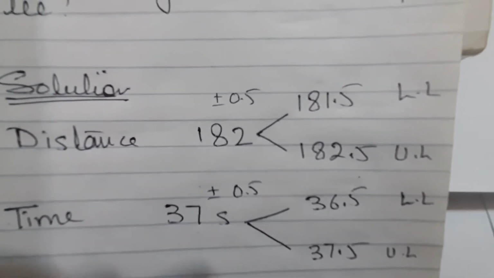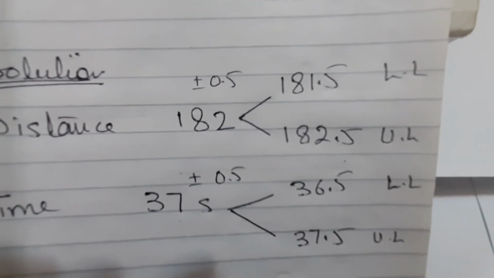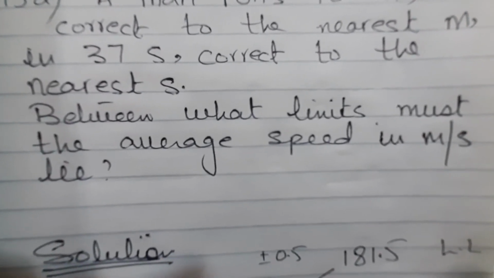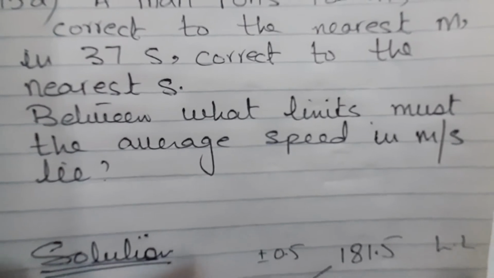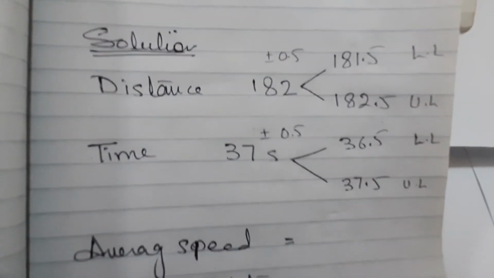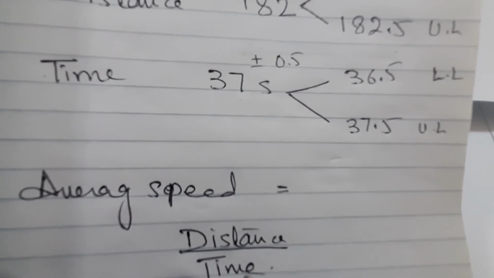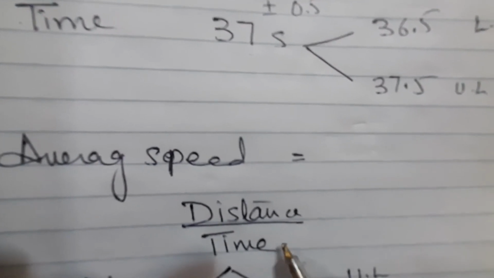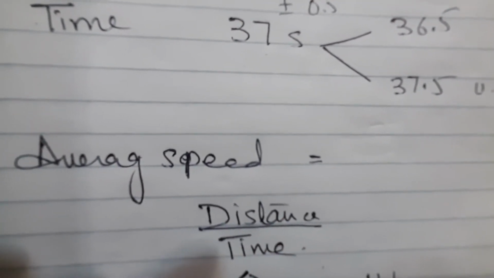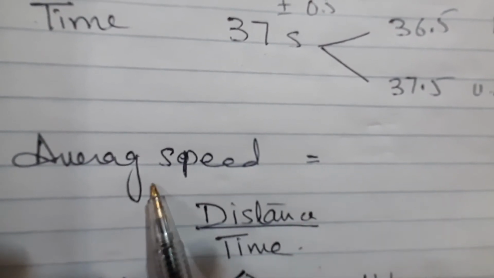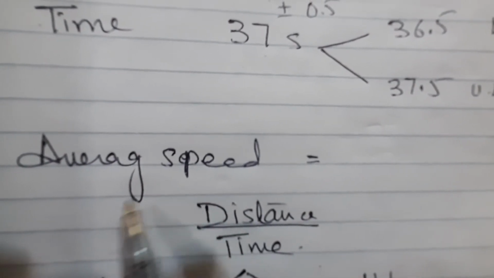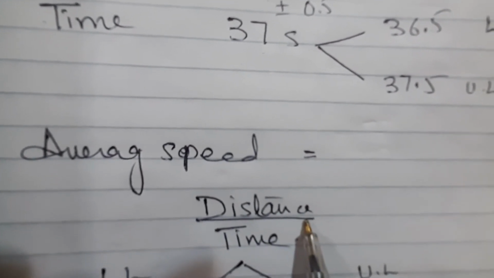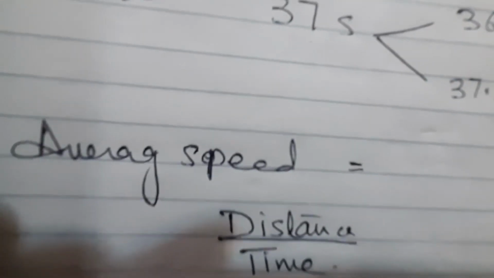Now what was the question? These are the information I have gathered from the question. It is saying, between what limit must the average speed lie in meter per second? We know that average speed is distance divided by time. Now this is a fraction. If you have to find the limits between which speed lies, it means you have to find the lowest limit and the greatest limit. So these are called the limits of the speed.